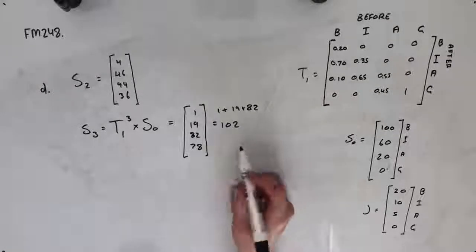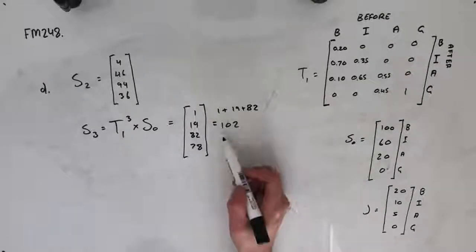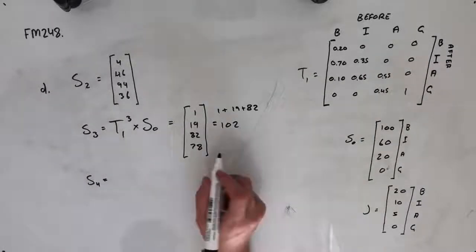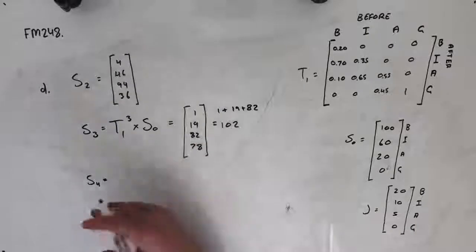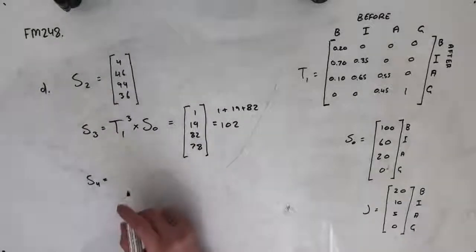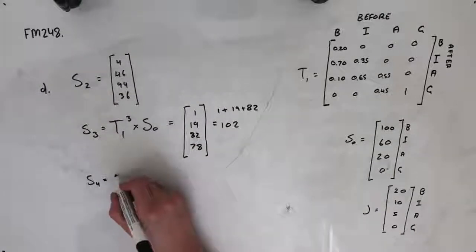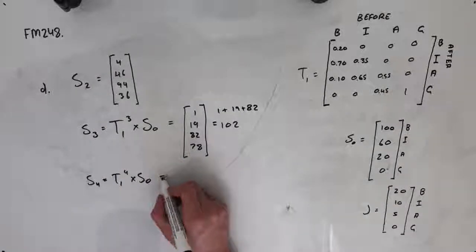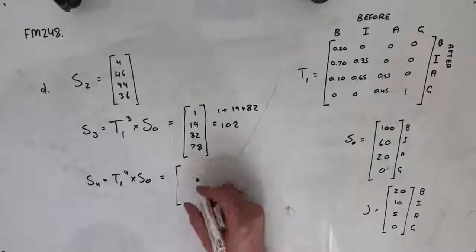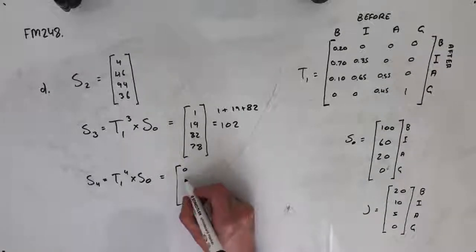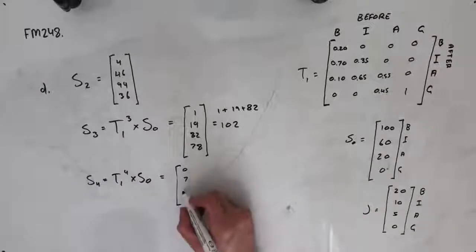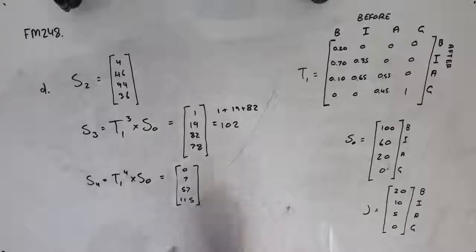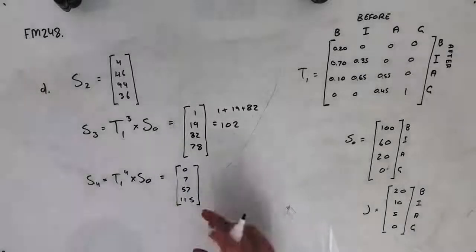So we are still over the 100, but we're fairly close. So it'd be a pretty safe bet to say the next one will put us under 100, but of course we still want to make doubly sure. So S4 is going to be our transition matrix to the power of 4 times our initial state matrix. Once again, putting this into a calculator, we should end up with an answer of, now these answers I'm putting in are all rounded, by the way, to the nearest whole number, just so they're easier to write down, but they should work the same way regardless.